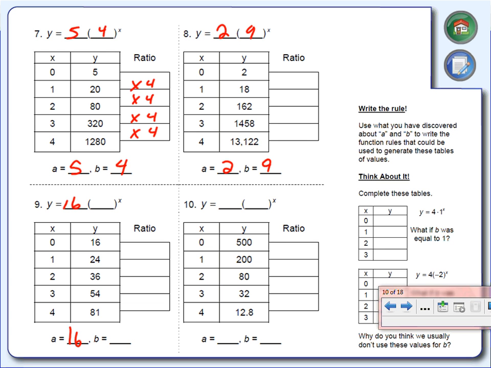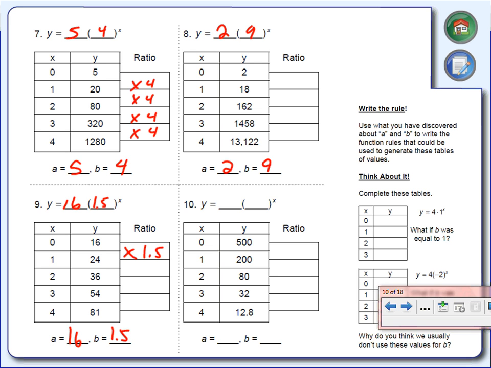What do you get when you take the second y value divided by the first y value? 20 divided by 5 is 4. Look at number 8. 18 divided by 2. What's 18 divided by 2? 9. It's that ratio. Okay, so let's see what the ratio is on number 9. What's 24 divided by 16? 1.5. So guess what we were multiplying by? 1.5. So that's our B. So that means that's what we have right there. All right, do the last one all by yourself.